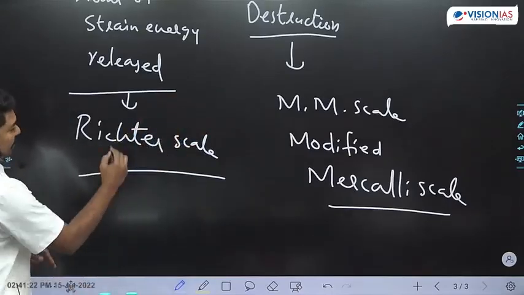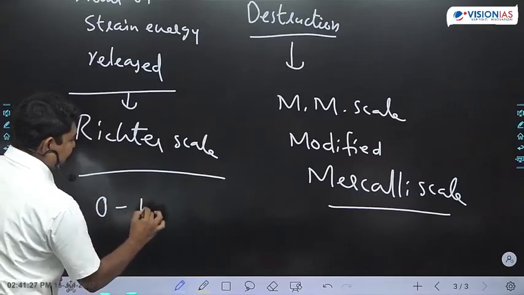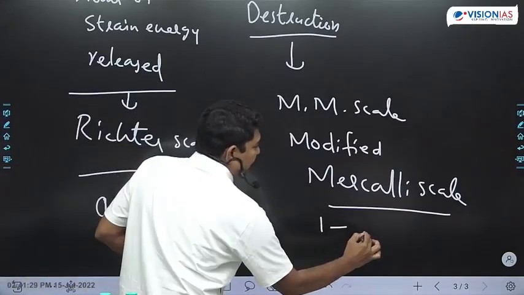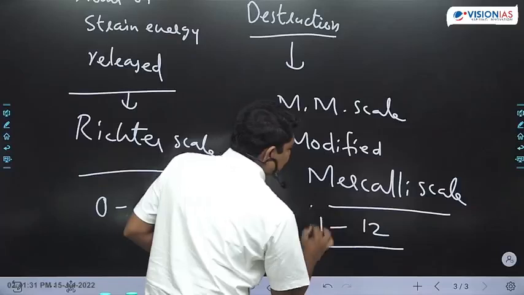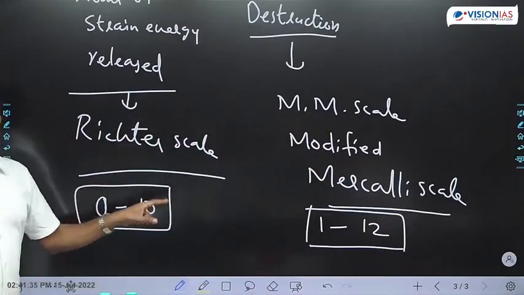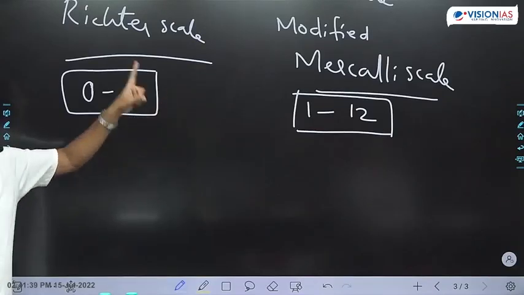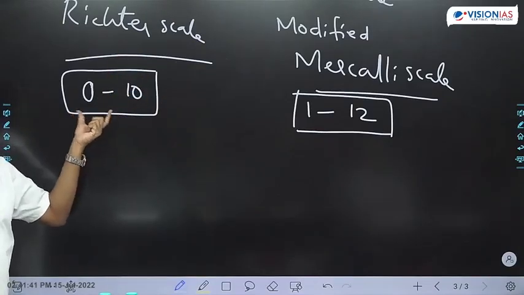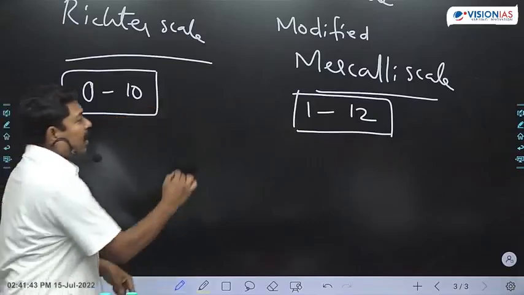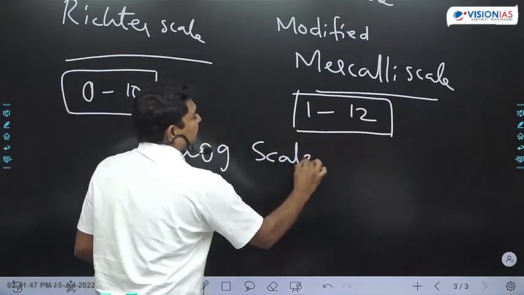Richter scale has readings from 0 to 10. The Mercalli scale has readings of 1 to 12. What are these two? They are readings. Mercalli scale is having the reading from 1 to 12. Richter scale is having the readings from 0 to 10. Both are logarithm scales.